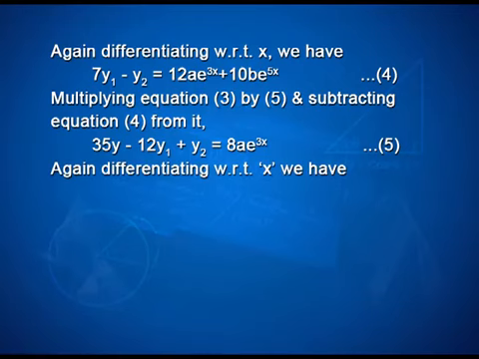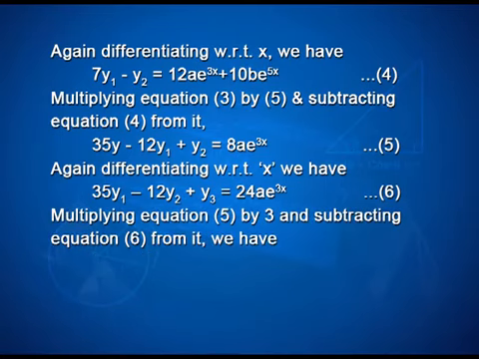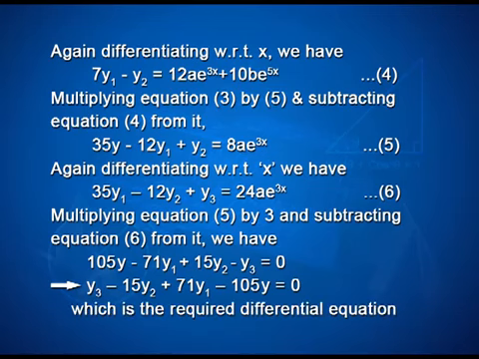Again differentiating with respect to x, we have 35y1 - 12y2 + y3 = 24ae^(3x). This is equation number 6. Multiplying equation 5 by 3 and subtracting equation 6 from it, we have 105y - 71y1 + 15y2 - y3 = 0. That implies y3 - 15y2 + 71y1 - 105y = 0, which is the required differential equation.